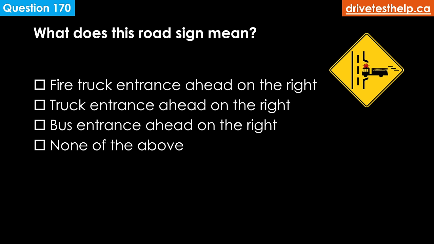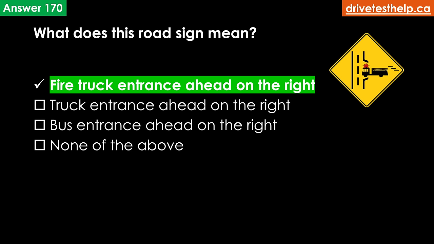What does this road sign mean? Fire truck entrance ahead on the right. Truck entrance ahead on the right. Bus entrance ahead on the right. None of the above. The correct answer, fire truck entrance ahead on the right. This sign indicates an upcoming fire truck entrance on the right. Prepare to yield to fire trucks entering the roadway.